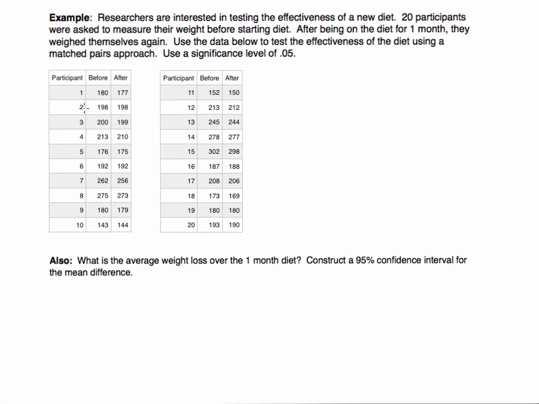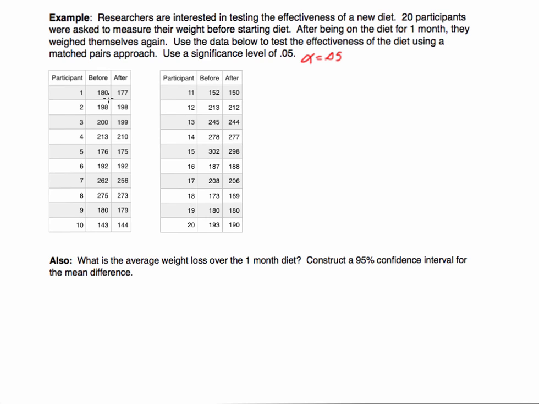We want to use the data below here to test the effectiveness, and we're going to use a matched pairs approach, and our alpha level, our significance level, is 0.05. What does it mean by matched pairs? With matched pairs, we are looking at data values that have a pair, or has a partner, if you will. So one participant here, the first participant, has 2 values associated with that person, a before and an after. If we look at each person has a before and after.